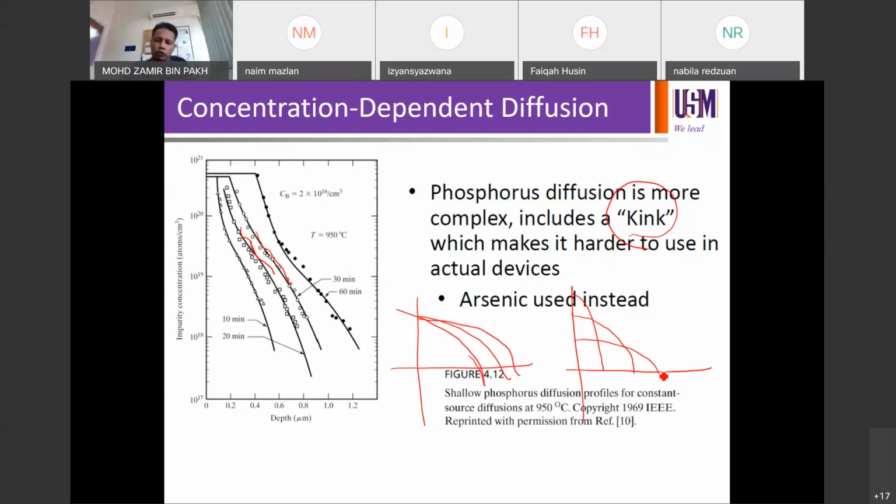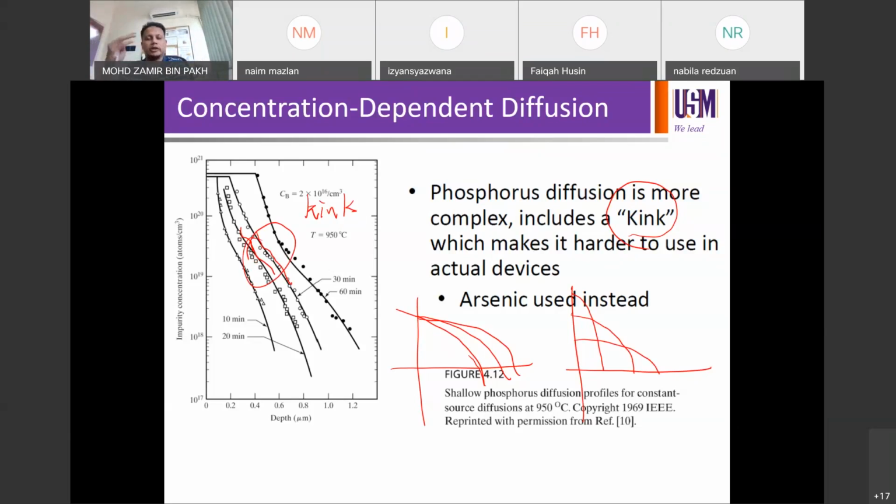So it doesn't follow a nice curvature, if you like. Instead, as it goes down, it has a bit of a corner. This corner is what we call a kink. This is unique to certain dopants. For this particular case, it's due to the phosphorus profile, right? So you normally see a kink, which makes it harder to predict what you are going to get in the actual device.